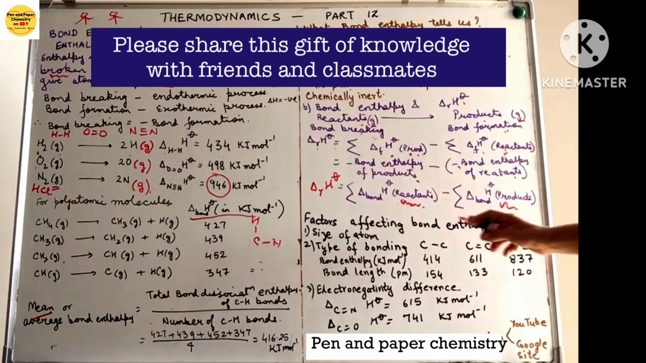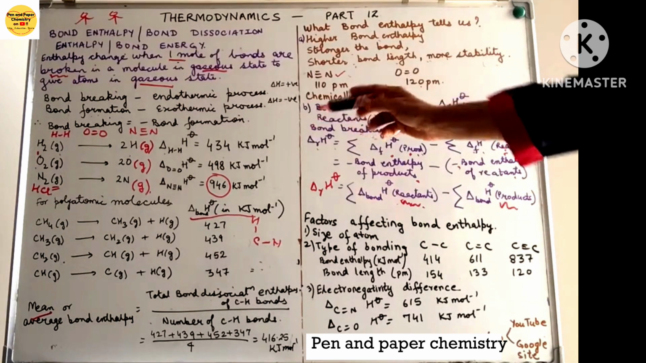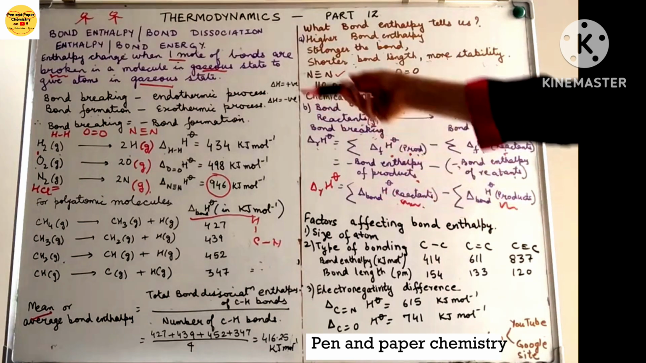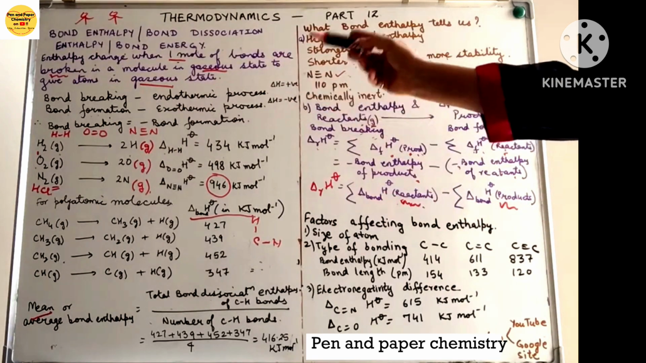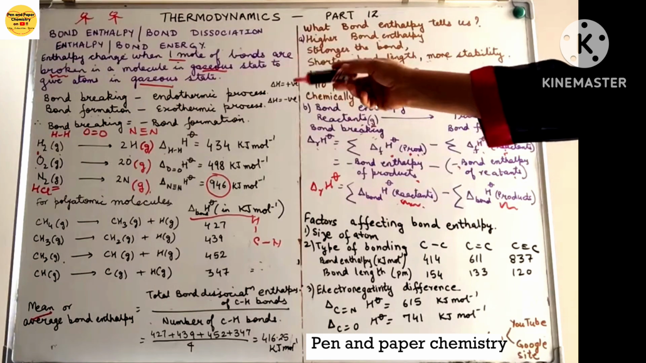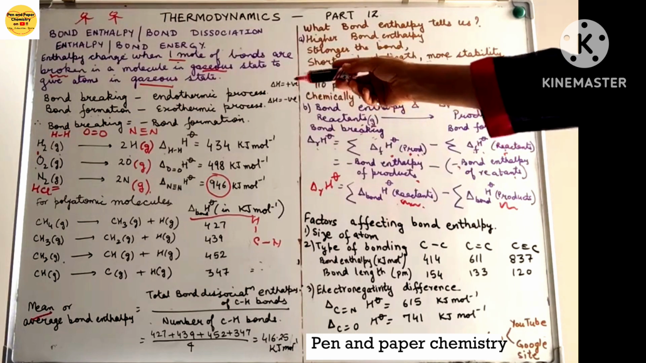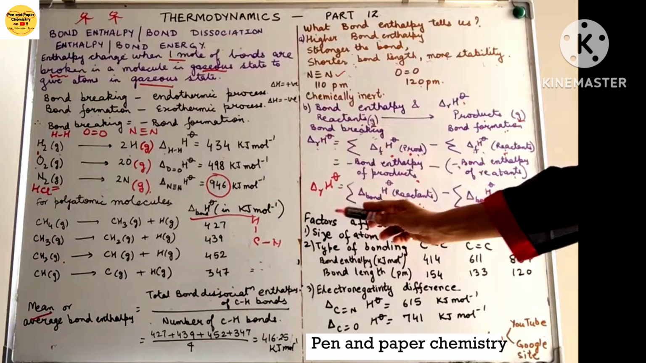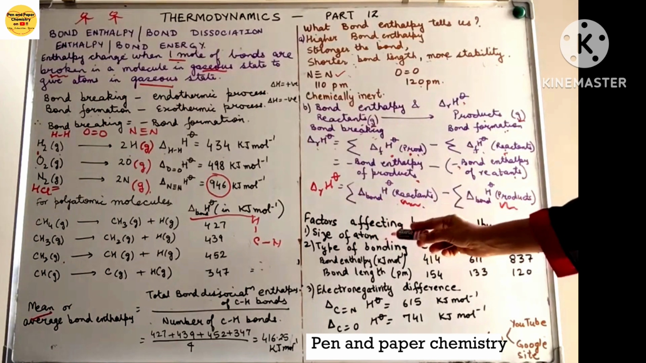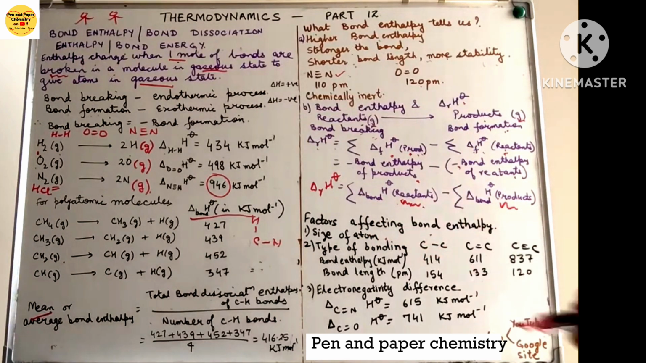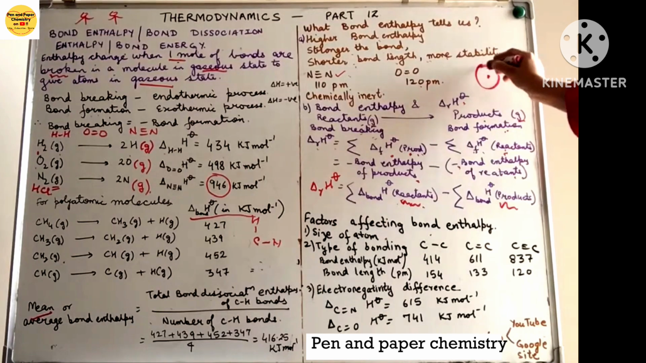Coming to factors affecting bond enthalpy. What are the factors which will decide whether the bond enthalpy will be high or low? Very clearly we can see hydrogen, oxygen, nitrogen. Let's start with hydrogen and oxygen. Obviously the atom of oxygen is bigger than that of hydrogen. So if you notice over here, the size of the atom plays a major role. Smaller the atom, more the enthalpy change, because the force of attraction between the nucleus and the electrons will be strong.